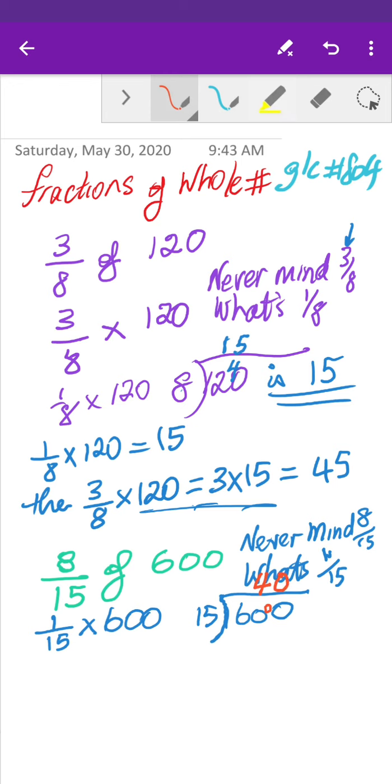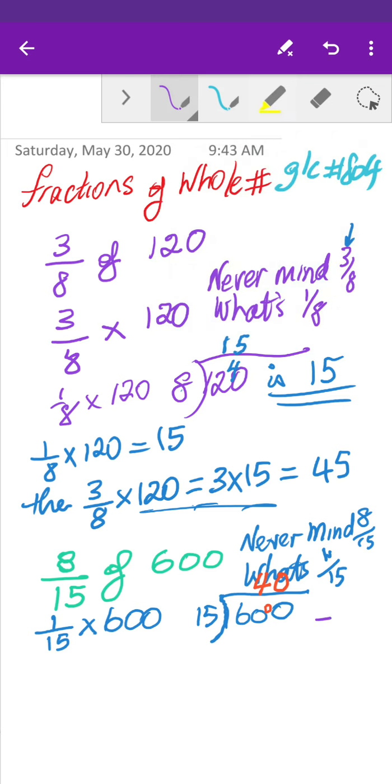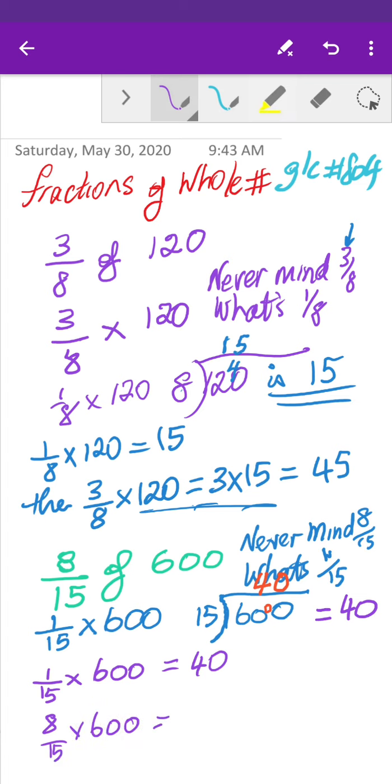Well, that's a good example to use. All right, so we said 1/15th of 600 is 40. So what's 8/15ths? If 1/15th of 600 is 40, then 8/15ths of 600 will be 8 40s. And 8 times 40, 8 fours are 32, and so we've got 320.